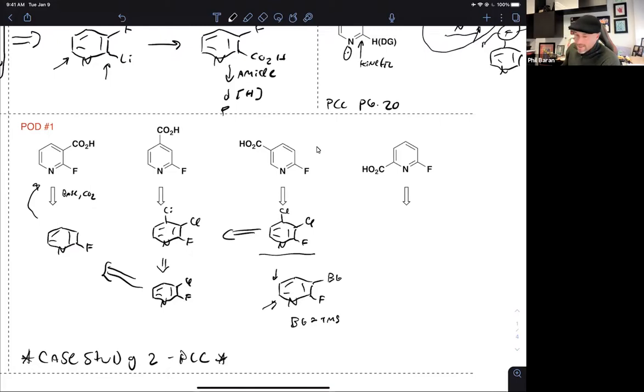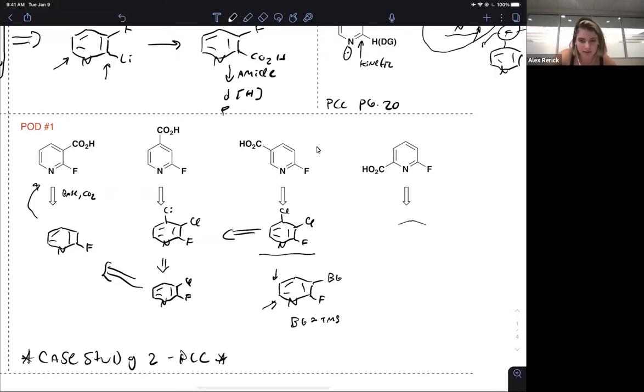So how would you make that last one? And then kind of the same sort of idea. You can, I guess, put the chloro group first and then put a TMS group, the TMS ending up in the 4 position. Or you can do it the opposite way, TMS first and then the chloro, and I guess that would be better.